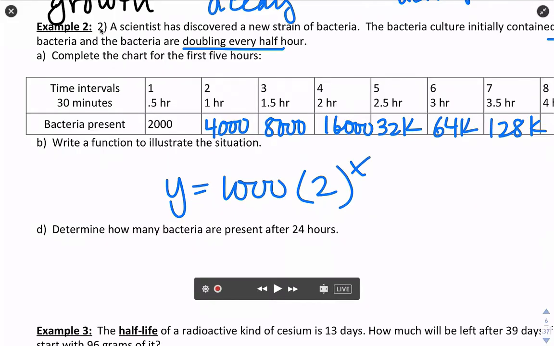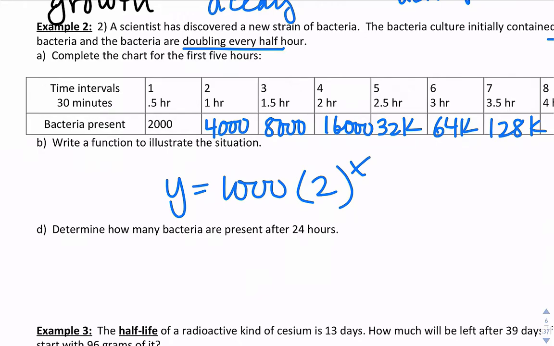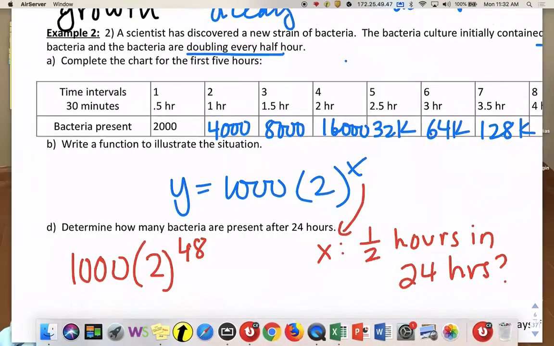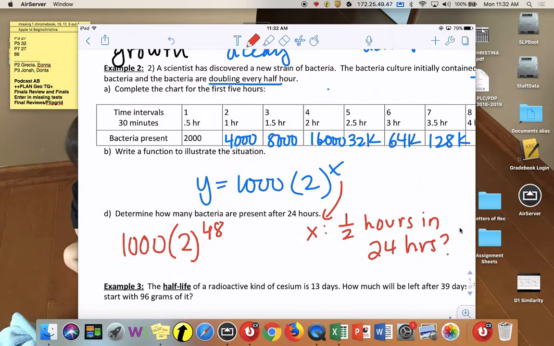Okay, so it says determine how many bacteria are present after 24 hours. So what you have to figure out is for X, how many half hours in 24 hours. And that would be 48. So when we type this in our calculator, it'll be 1,000 times 2 to the power of 48, which is some big number. We can see it's already at 5 hours, like 256K.